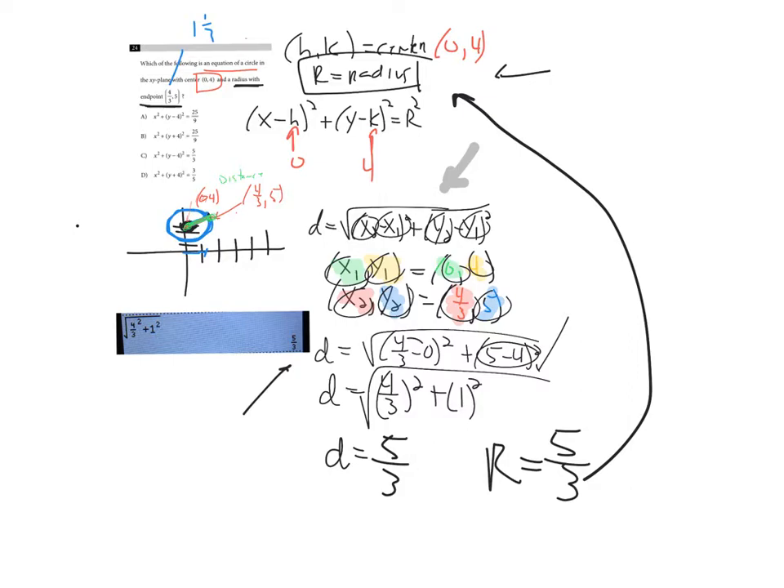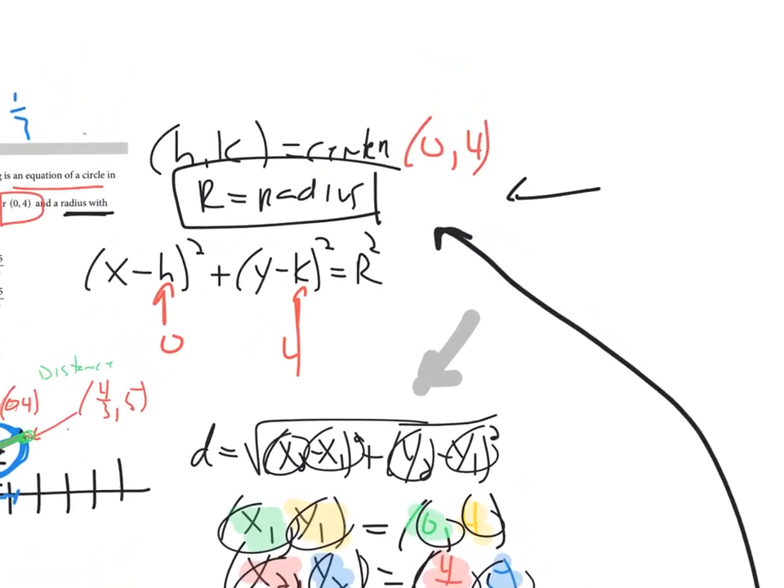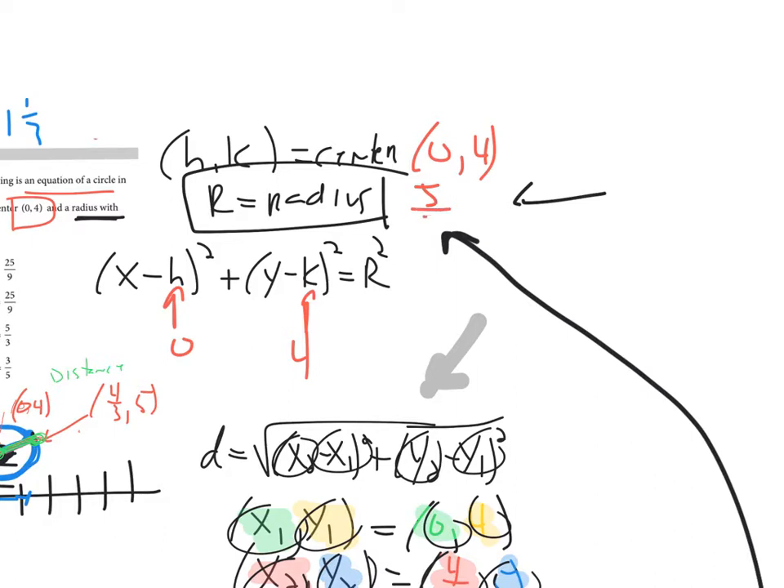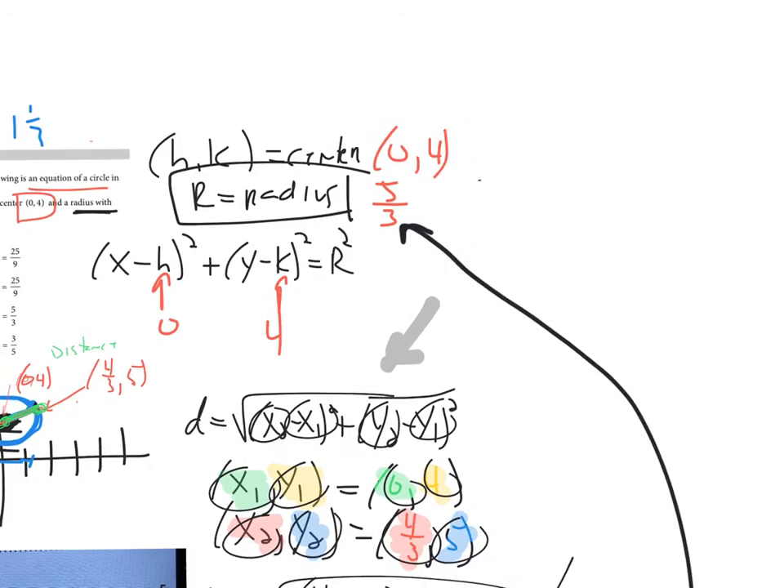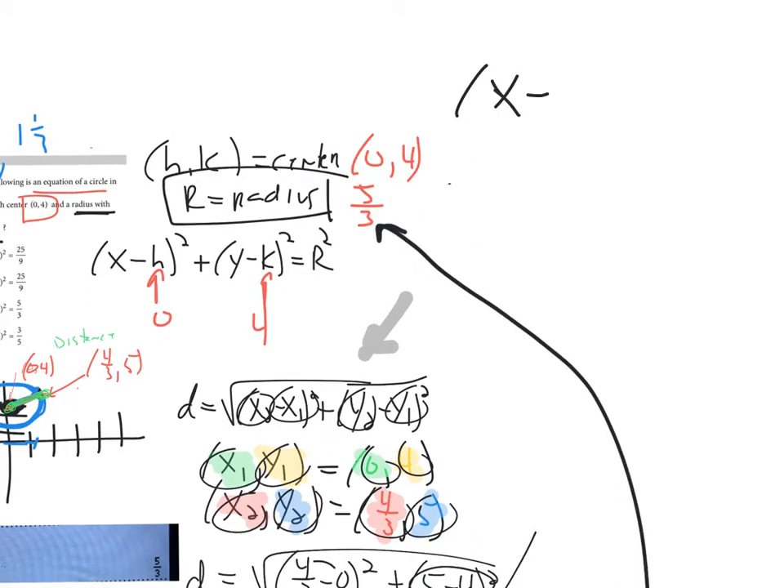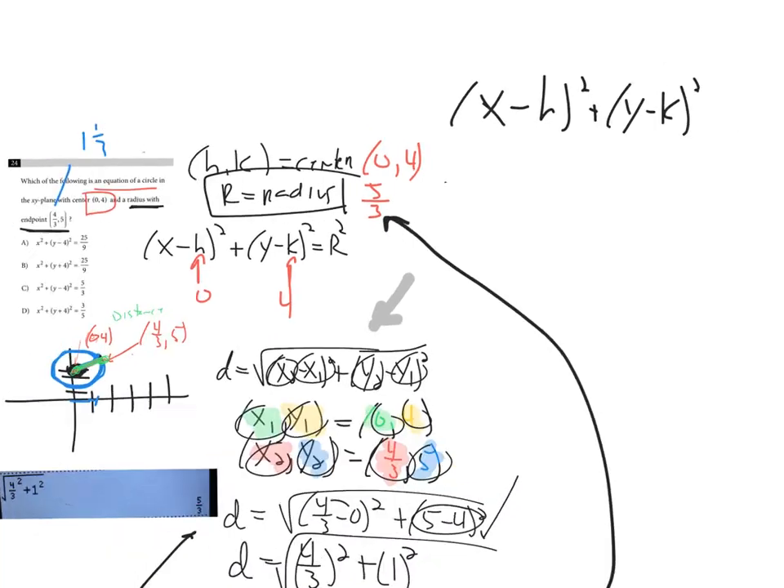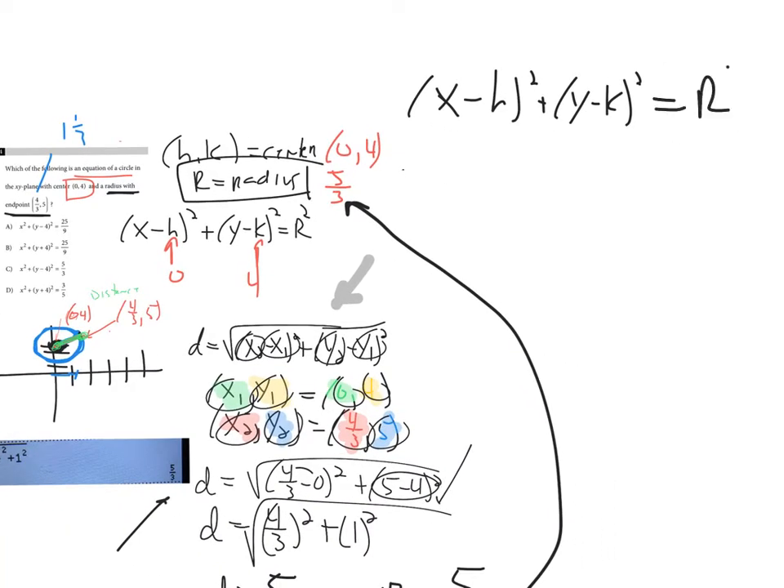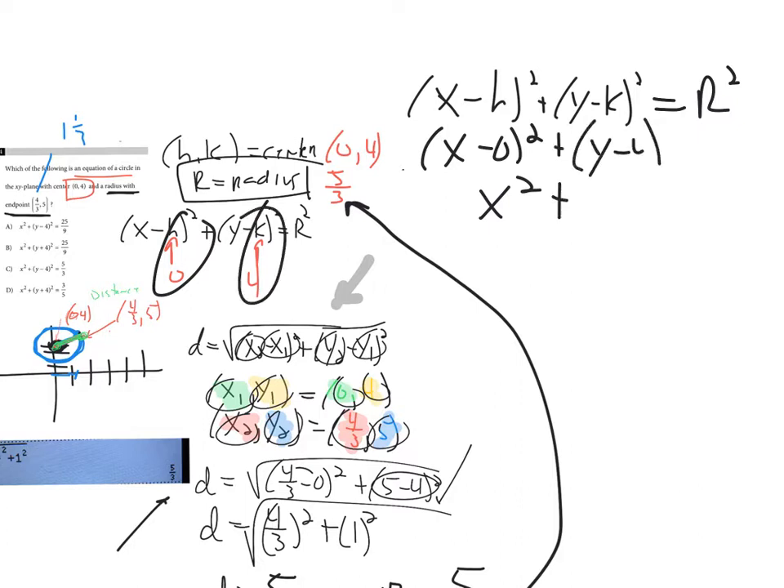So here I know the center of the circle is 0, 4, and I know the radius is 5/3. So I'm going to plug into this circle formula. I'll write out the formula: x minus h squared plus y minus k squared is going to be equal to r squared. But here I said h was 0, so x minus 0 squared is just x squared, plus y minus k, which is y minus 4 squared.